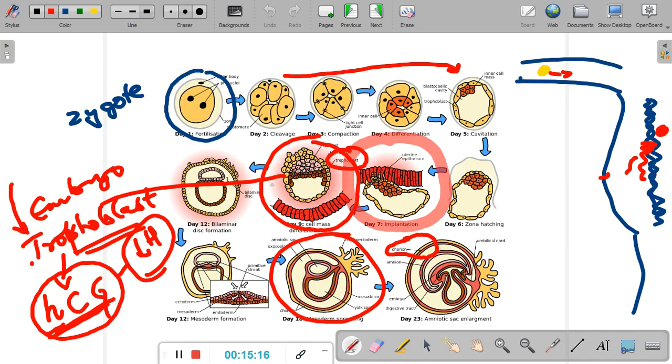Now the embryo here, once it is implanted and becomes much more complicated in structure like this, it forms another structure. And let me just rub this off.